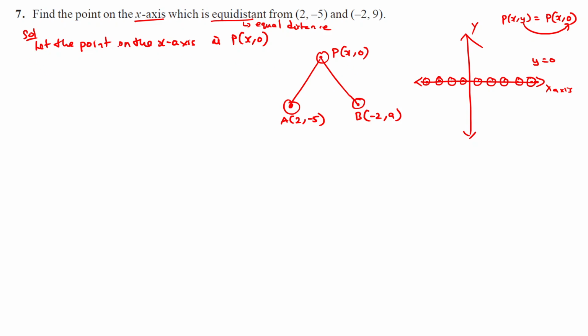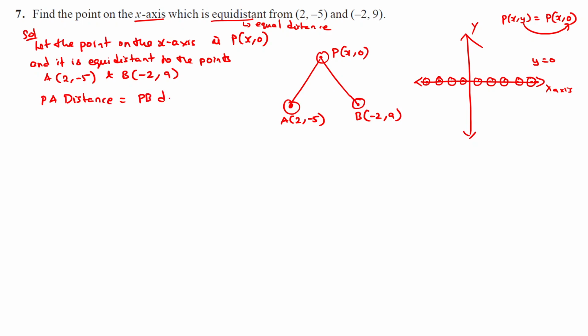So next, let the point on the x-axis be P(x, 0), and it is equidistant from the points A(2, -5) and B(-2, 9). Now, since it is equidistant, we can say the PA distance must be equal to the PB distance. PA must be equal to PB, which means we can apply the distance formula. We have these two points, no?